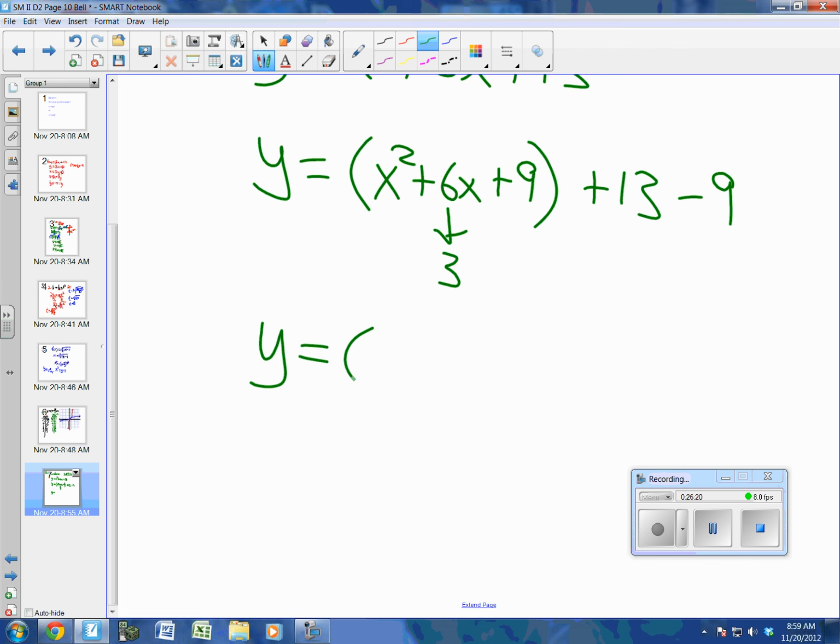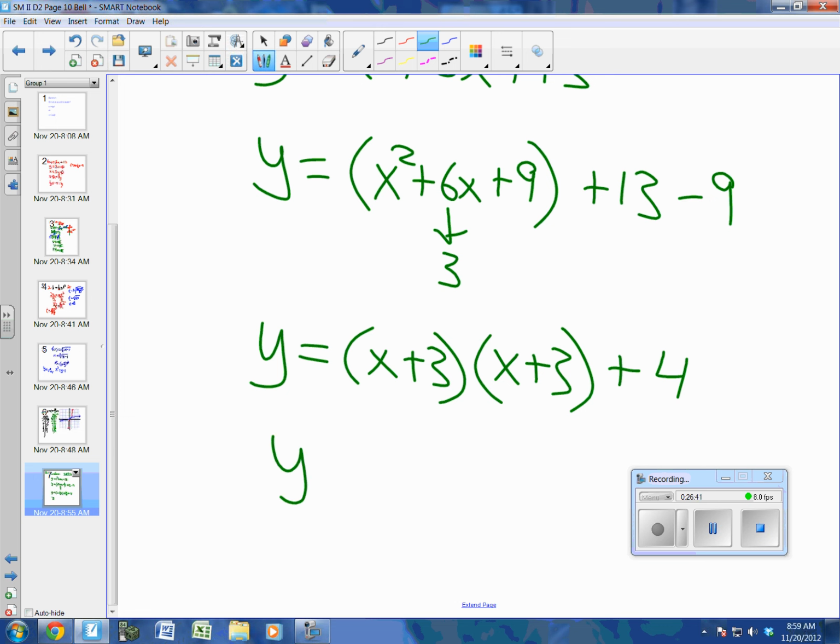So in this case, I have x plus 3 times x plus 3. What's 13 minus 9, you guys? 4. What's the short way of writing x plus 3 times x plus 3? All right, x plus 3 quantity squared. Good. The vertex, actually, is negative 3 comma 4. The vertex is at negative 3 comma 4, you guys.